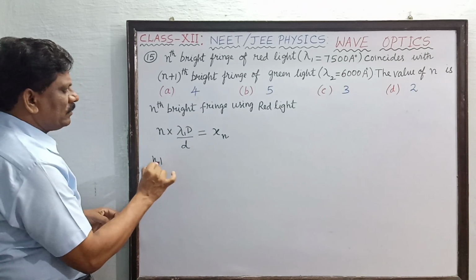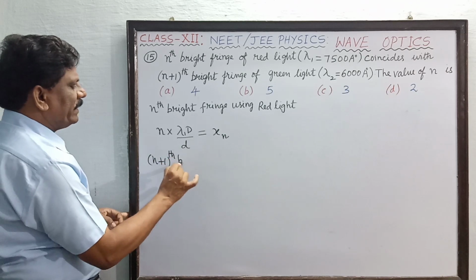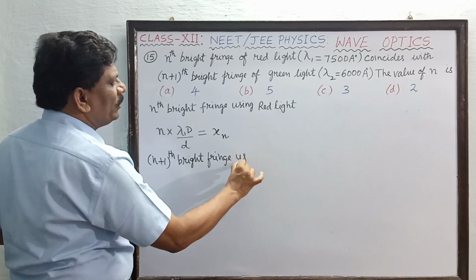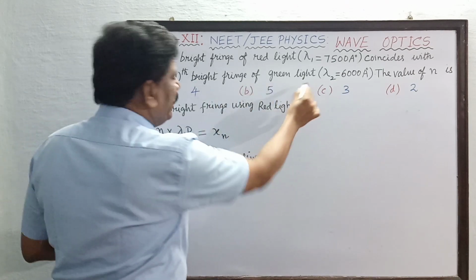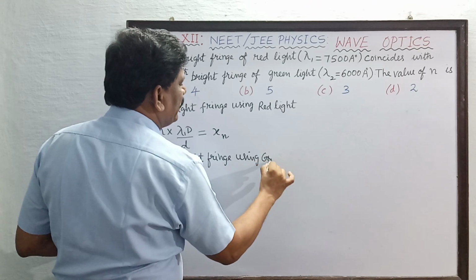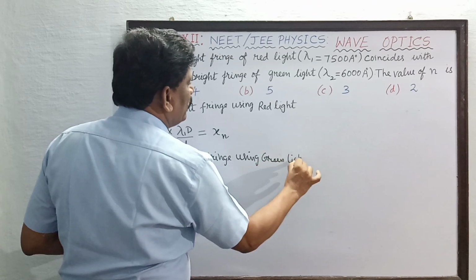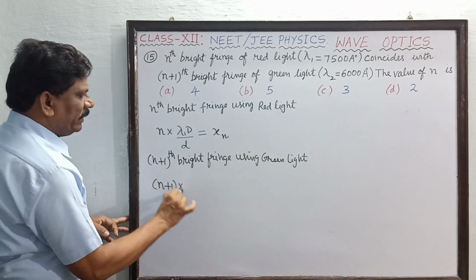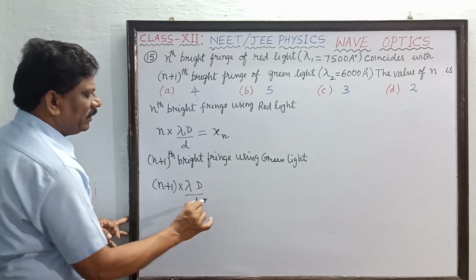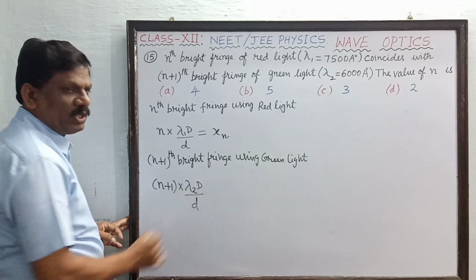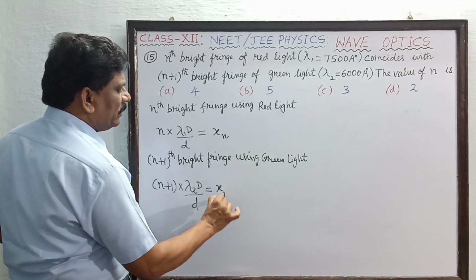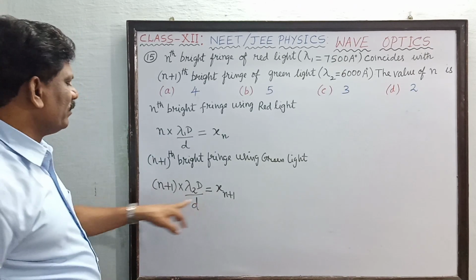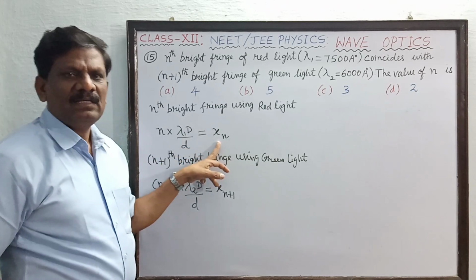Now the n plus 1th bright. This also is a bright fringe only, but it is using green light of wavelength lambda 2. Therefore, for this it is n plus 1 into lambda D by d. Here lambda green is lambda 2. So this is equal to x n plus 1 for green light.